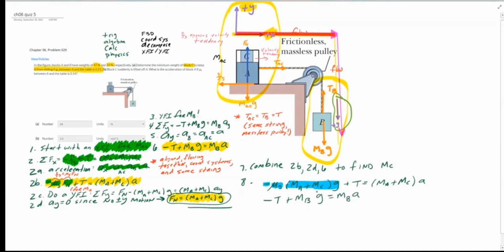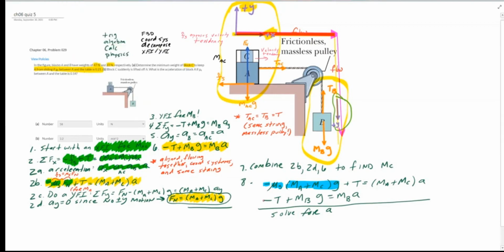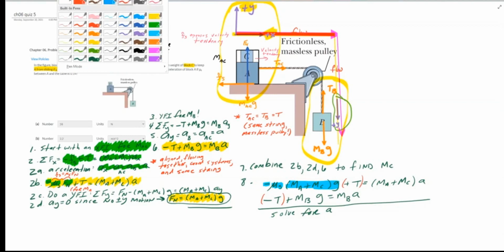All right, so that's it. I am now going to take these two equations and solve for A. Let's get a numerical value for acceleration. You don't have to do it this way, but the way I do it, I'm just going to do equation addition. This minus T and this plus T will offset each other, which means I'll let you solve for A. So let's all solve for A.